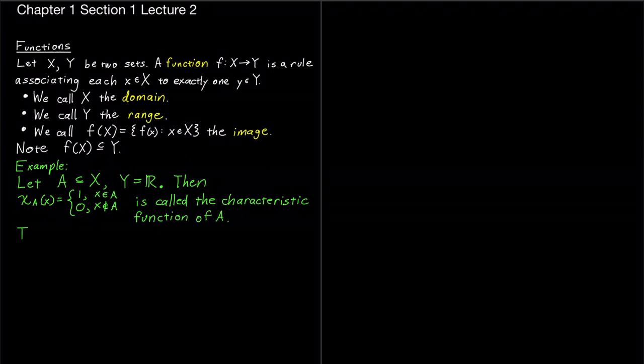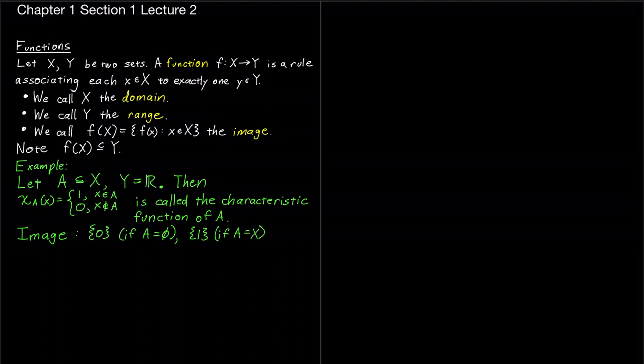And then the image might be 0 if A is the empty set. It might be 1 if A is all of X. Or it might be the set with two elements, 0 and 1. And that's actually what it usually is for any subset A other than the empty set or the whole thing.